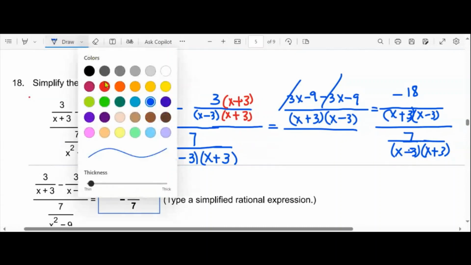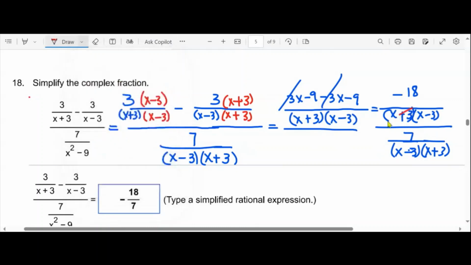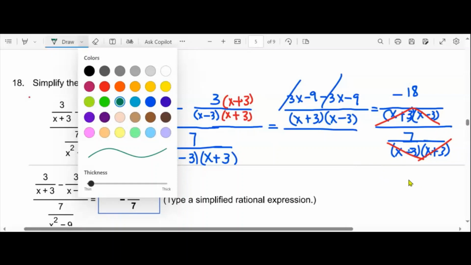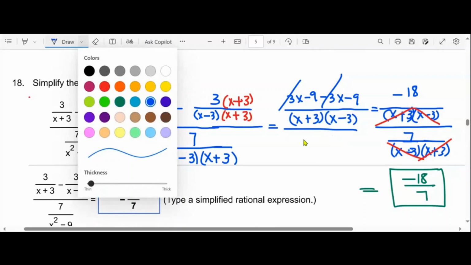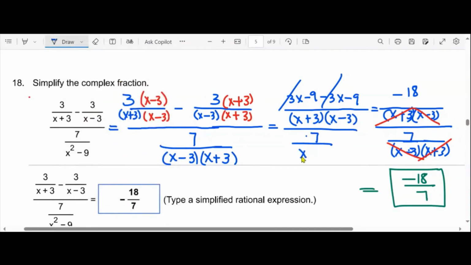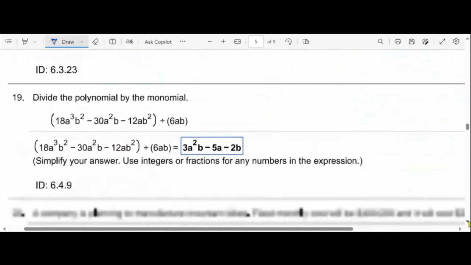Now, can I cancel x plus 3 with x plus 3, and x minus 3 with x minus 3? So what would be the answer, Khalid? So it's going to be negative 18 over 7 because you cancelled out the common factors. Right. Is that clear, Mohanad? Yes, doctor. Yeah, next one.